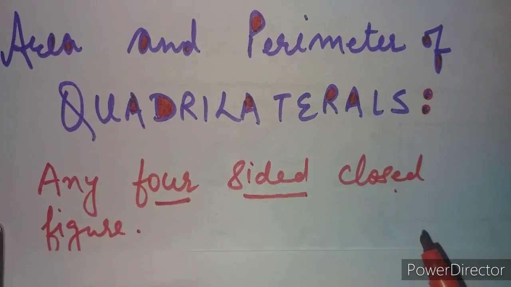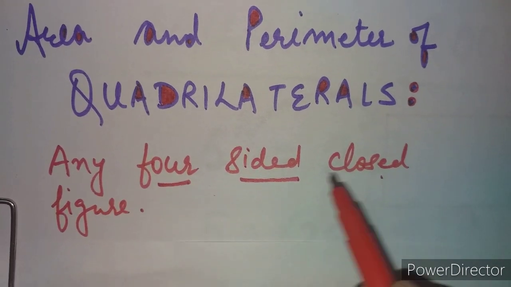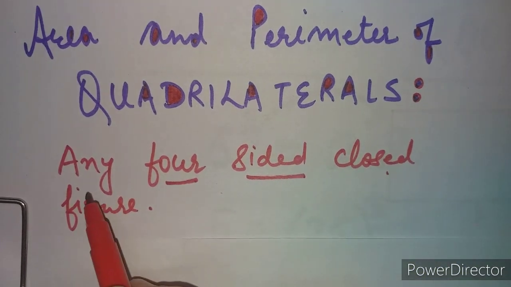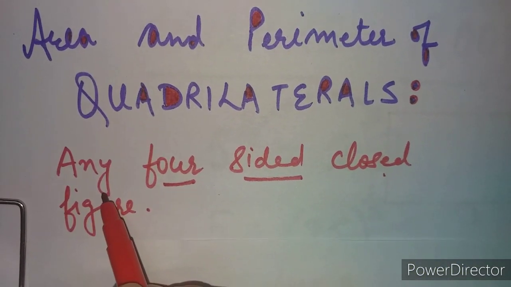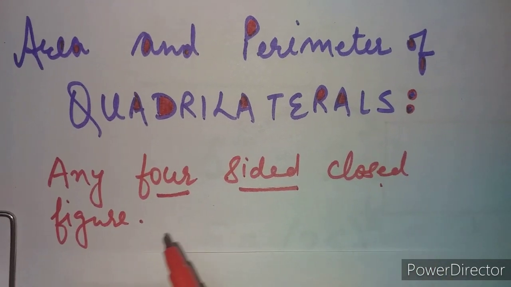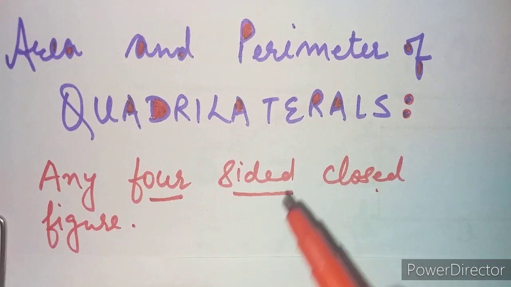Meaning. A quadrilateral is simply any four-sided closed figure. Any means not a perfect shape, but the only condition is it should have four sides and be a closed figure. A four-sided closed figure is called a quadrilateral.